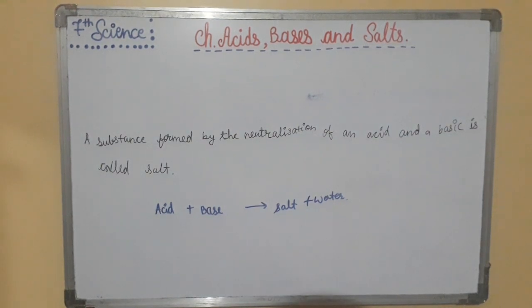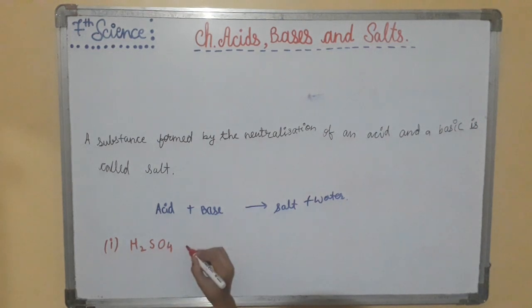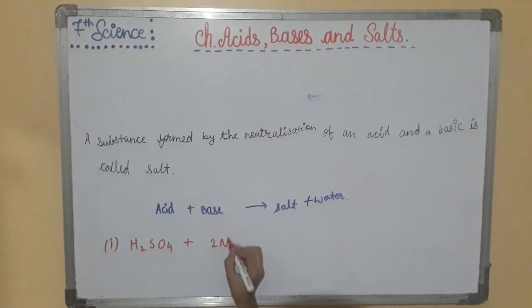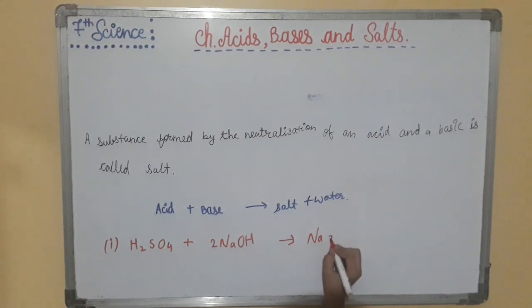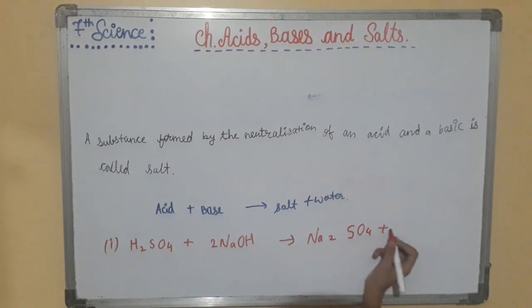First, H2SO4 plus 2NaOH gives Na2SO4 plus 2H2O. Means H2SO4 plus 2NaOH gives Na2SO4 plus 2H2O.